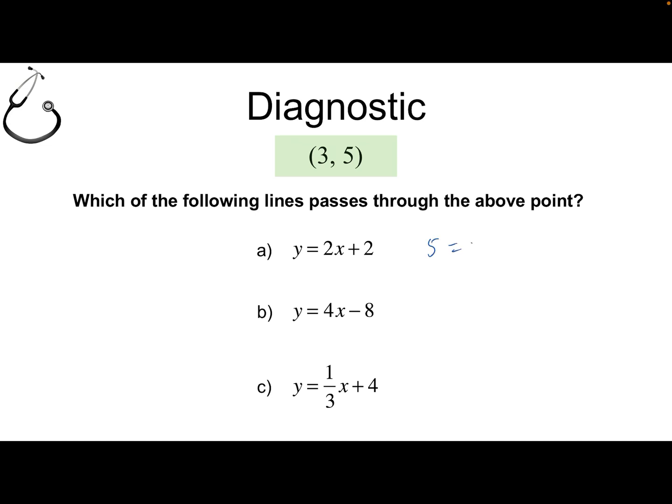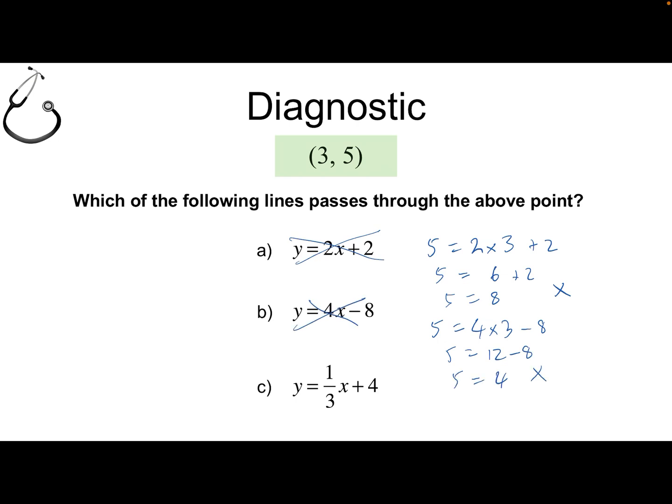If y is 5, x is 3, so 5 is equal to 6 plus 2, 5 is equal to 8. That equation is wrong, so therefore 3, 5 cannot pass through that line. Okay, what about the other one? If y is 5, x is 3, 5 equals 12 minus 8, 5 is equal to 4. It cannot possibly pass through that line. Let's just check the last one.